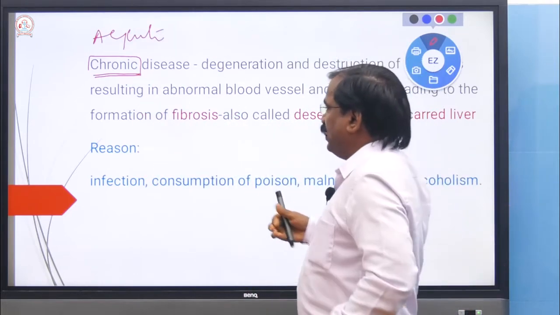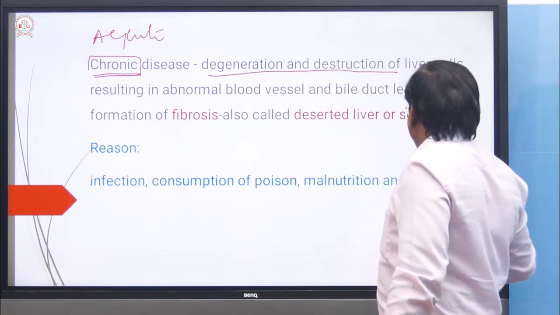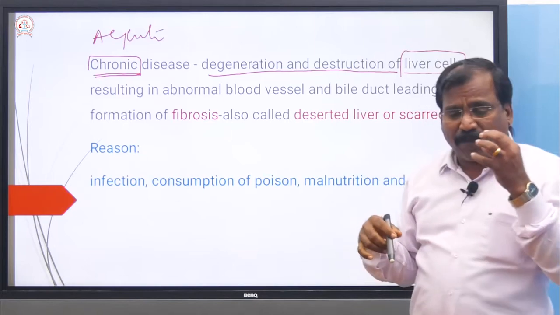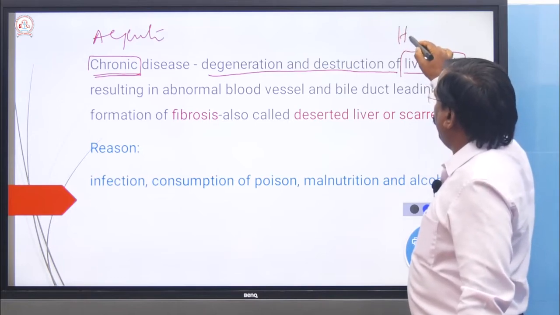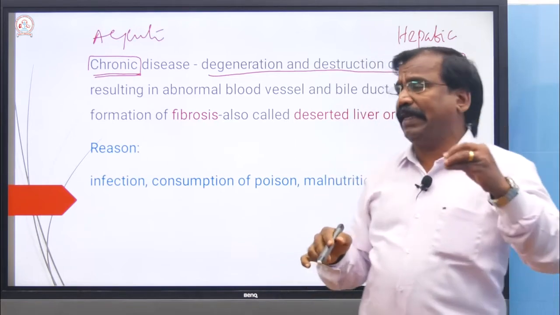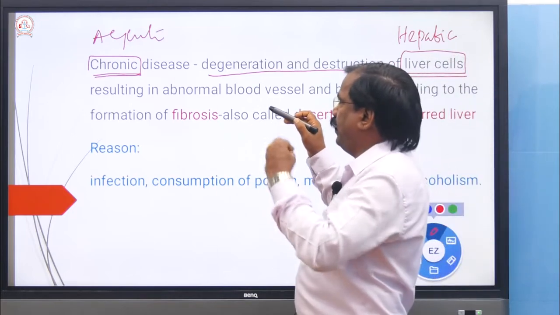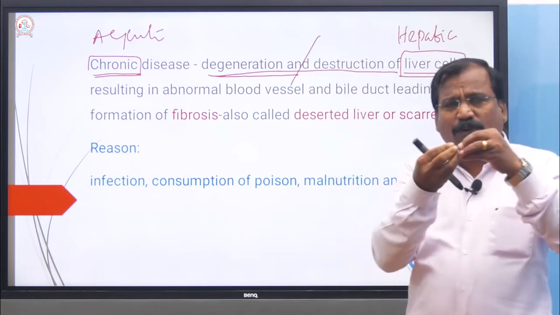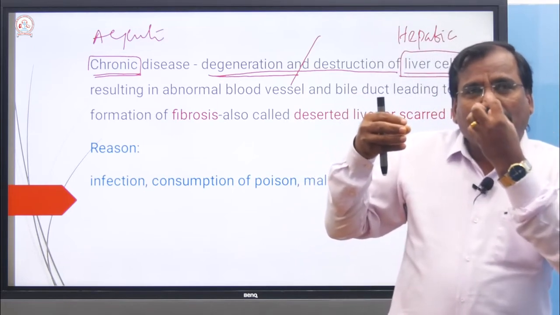So here, in liver cirrhosis, there is degeneration and destruction of the liver cells. The liver is made up of a special kind of secretory cells called hepatic cells. The hepatic cells are the main secretory unit, and they gradually degenerate and are destroyed. Little by little the hepatic cells degenerate and keep getting damaged.